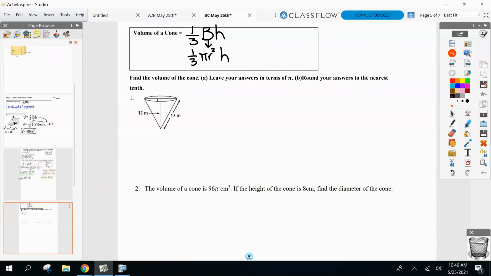Ooh, how about this? Leave your answer in terms of pi, then round it to the nearest tenth. Why? Why? It's so much work. All right, well, suck it up.